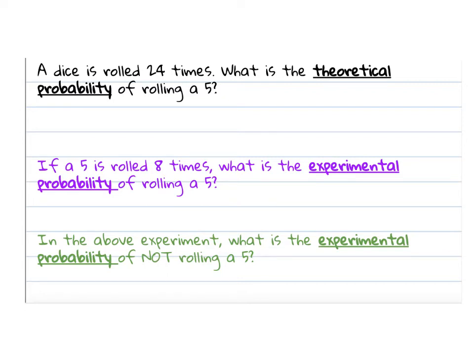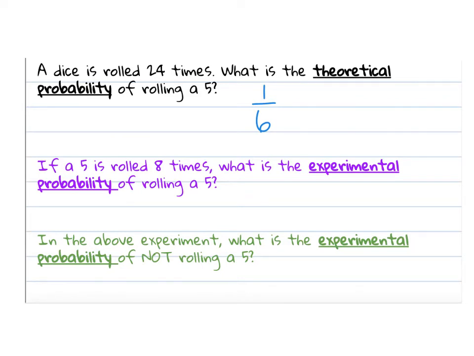A dice is rolled 24 times. What is the theoretical probability of rolling a 5? The big part here, whenever it's asking about what is the theoretical probability, this 24 times, in this case, it doesn't really matter because it's just asking us theoretically the probability of rolling a 5. Well, a 5 is 1 out of 6 outcomes. So the theoretical probability is 1 out of 6.